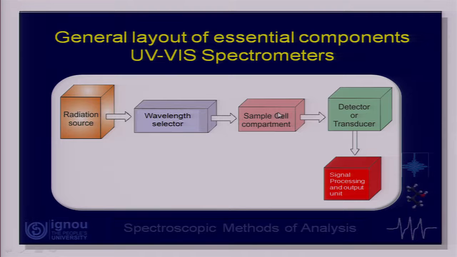That means a cuvette or a container which contains the sample. The radiation interacts with the sample, and what comes out of it is taken up by the detector. Once the signal is picked up by the detector, it is sent to a device which processes this data and gives output in terms of a spectrum. So, that is the broad layout of a UV visible spectrometer.